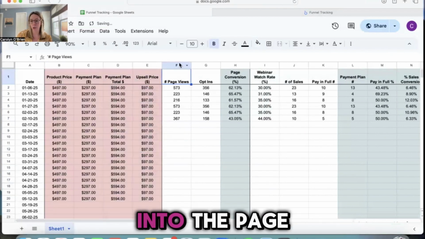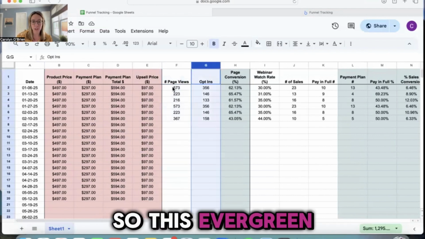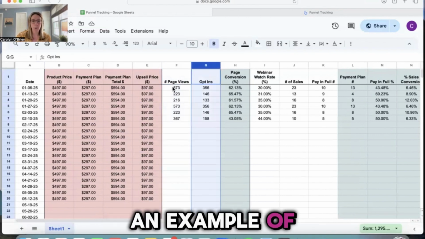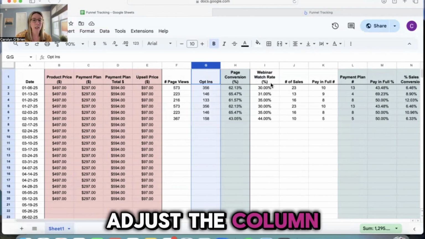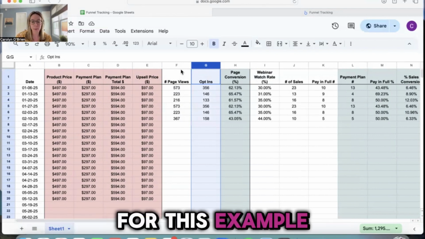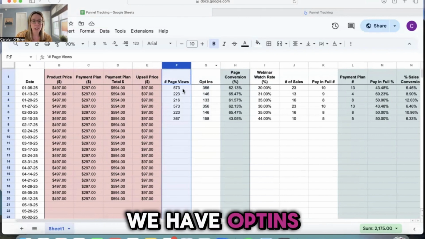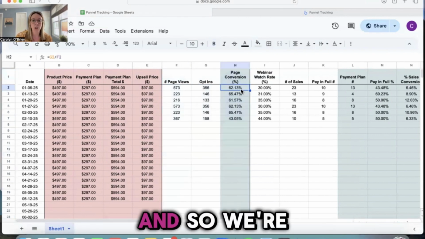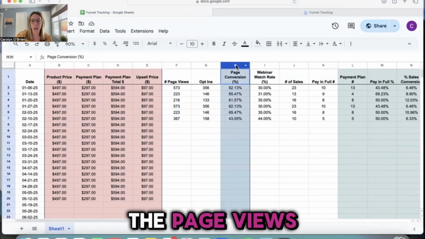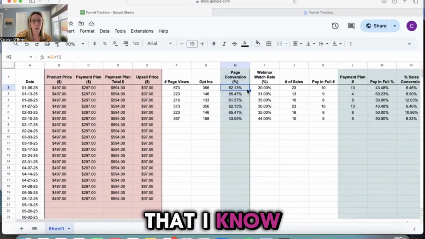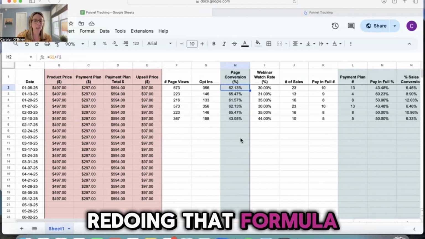Then we go into the page views and opt-ins, right? So this evergreen funnel is using an example of a webinar. It doesn't necessarily have to be a webinar. You can adjust the column headers, but that's what we're going to use for this example. So we have page views, we have opt-ins, and we have the page conversion rate. And so we're just looking at the conversion rate of number of opt-ins over the page views. Anything with a formula I highlight so that I know I can just drag it down in future weeks and I don't have to worry about redoing that formula each time.